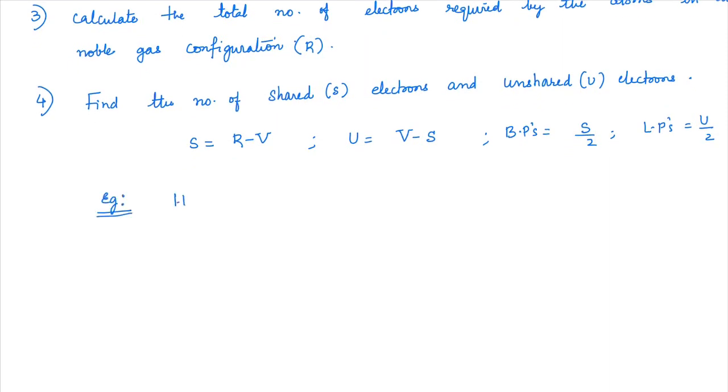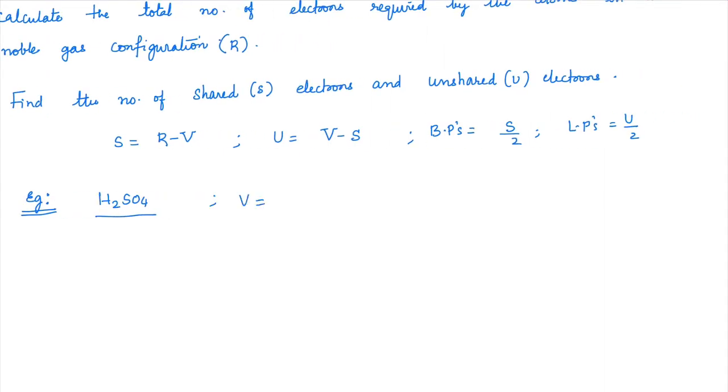Okay, let me showcase with an example now. Suppose it is about H2SO4. Let me check what the V value is. V value will be 2 plus 6 plus 4 into 6, total 32. I think you can figure that out, right guys? I don't think there is much of a problem in understanding that.